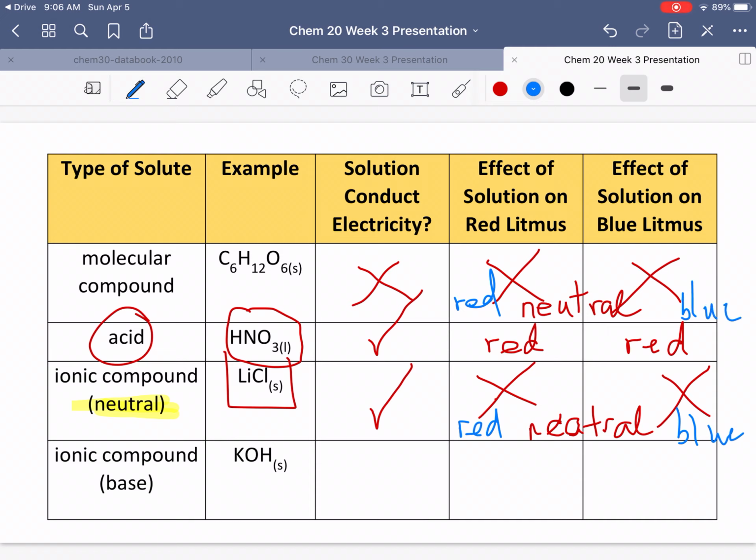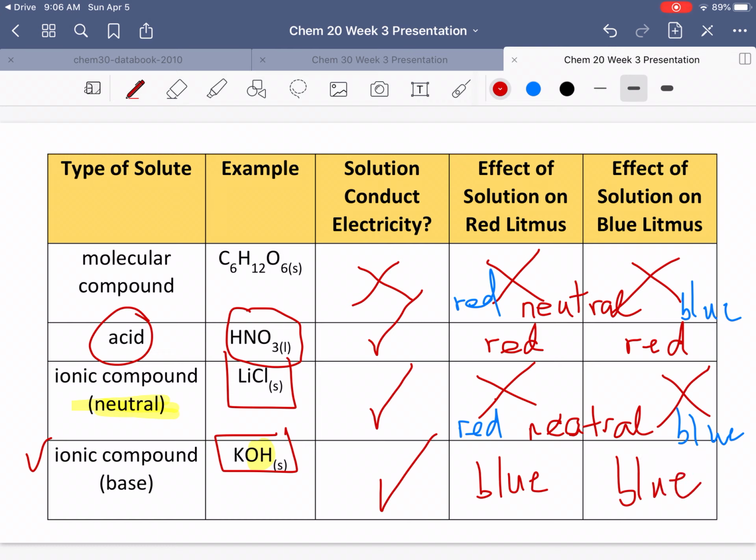Same. Last one, an ionic compound that is a base. We know it's a base because of that hydroxide. That's the key entity that's there. It is still a type of an ionic compound, which means it will still conduct electricity because ions will be present. But it will turn red litmus paper blue and it will keep blue litmus paper blue.